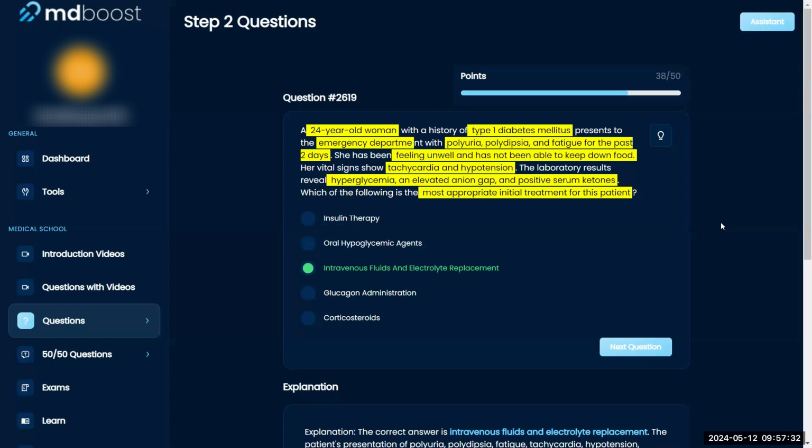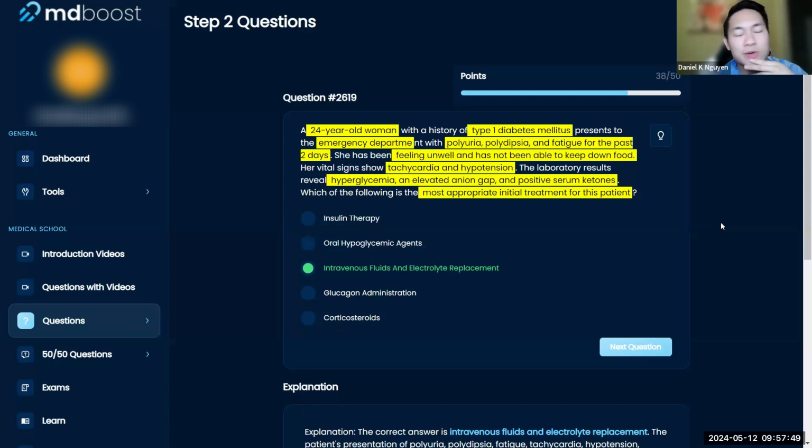Yeah, I think in a DKA picture, especially when they're hemodynamically unstable, right? Tachycardia and hypotension, the first step you always want to manage their fluids first before you start any sort of insulin therapy. Good, good.